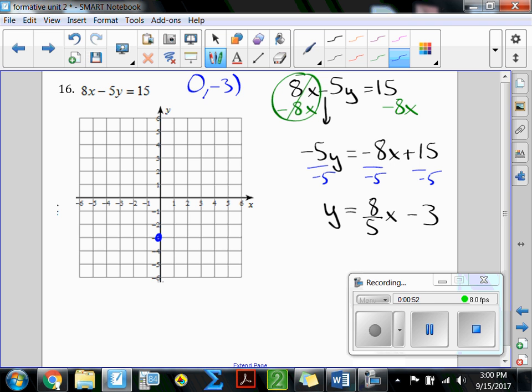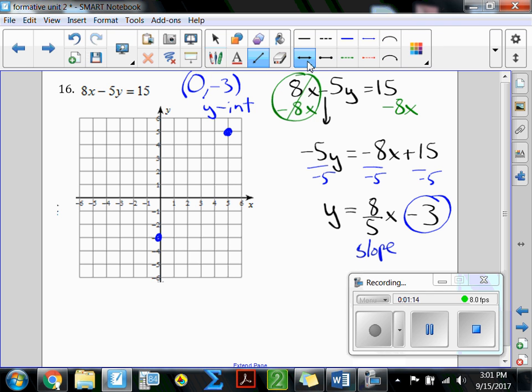0, negative 3 is my y-intercept. I know the worksheet asks for that as well. My slope is up 8 over 5. So go up 8. 1, 2, 3, 4, 5, 6, 7, 8 over 5. And then I can do my best to connect those lines.